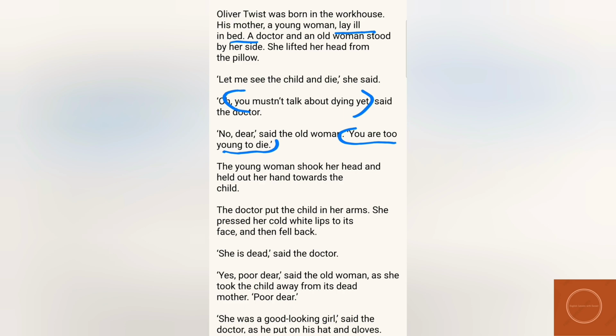And now the doctor put the child in her arms. She pressed her cold white lips to its face and then fell back.